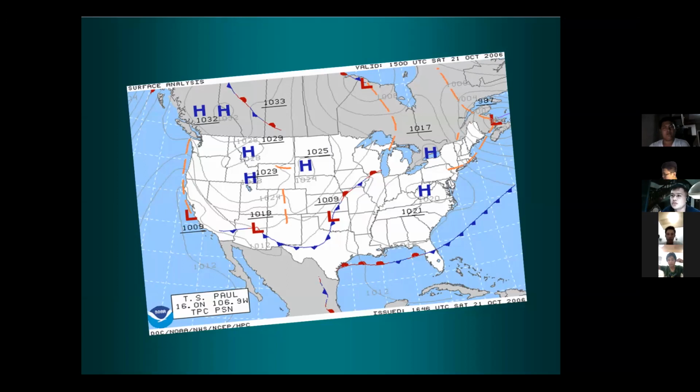If you see those lines represented here, those are the isobars. And the blue line with triangles or pyramids is the so-called cold front, and the red one is the warm front. Next slide, please.